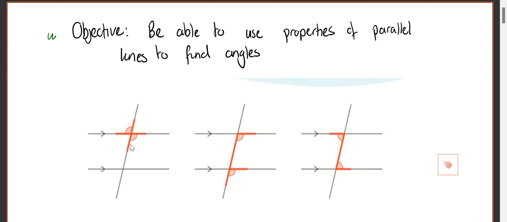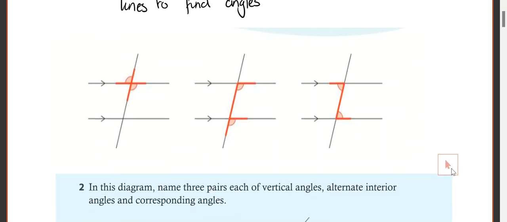So we know some angles are the same, some angles do what? Supplementary, add up to 180. What's the other one? Complementary, add up to 90. We're going to learn a bit more today, which is, right, we've got this diagram here.